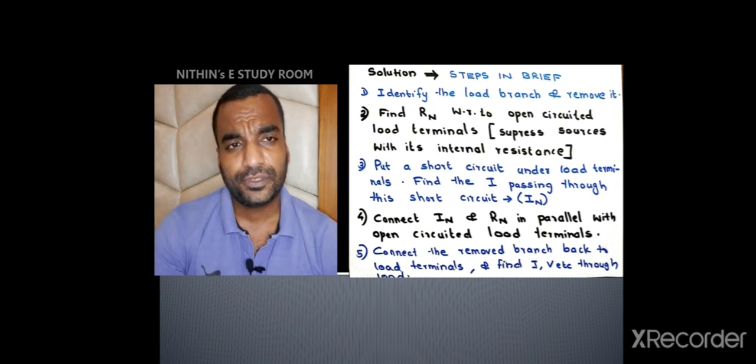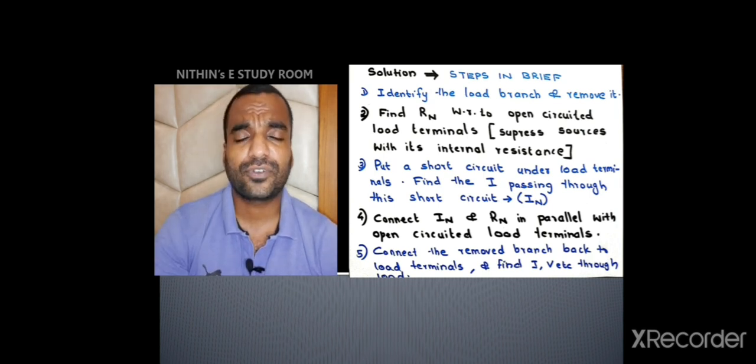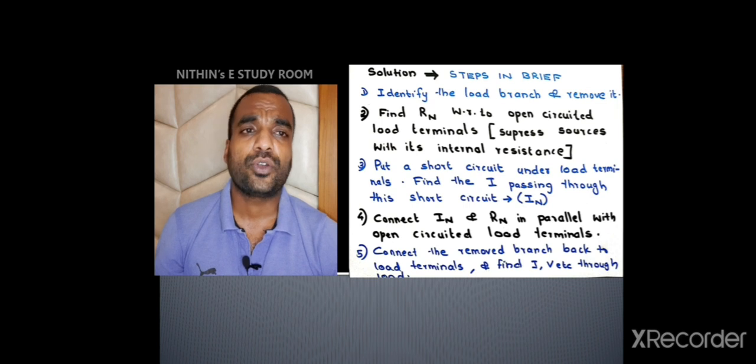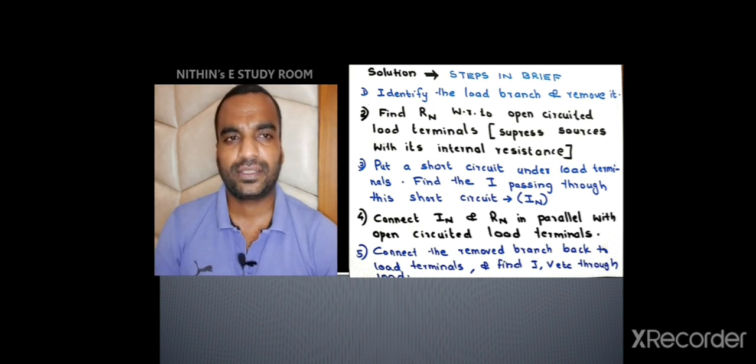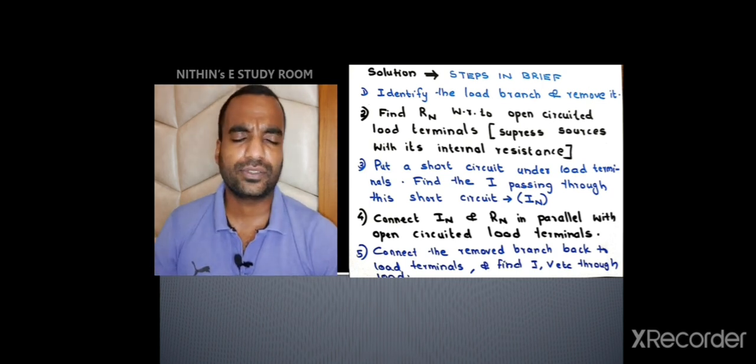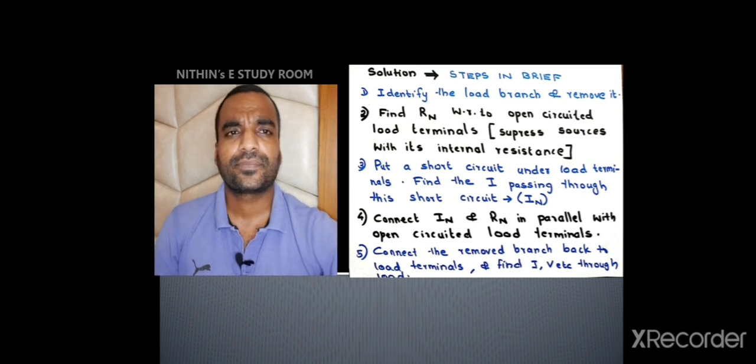through the load. For getting the final answer, you have to connect that removed load branch back to the equivalent circuit, and then simply you can find the current through the load, the voltage across the load, and such things.